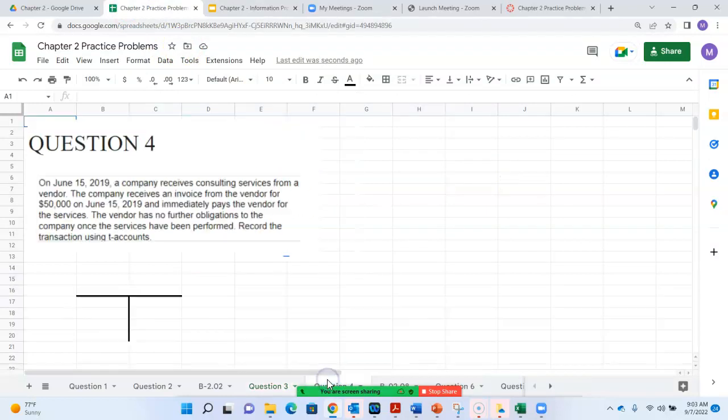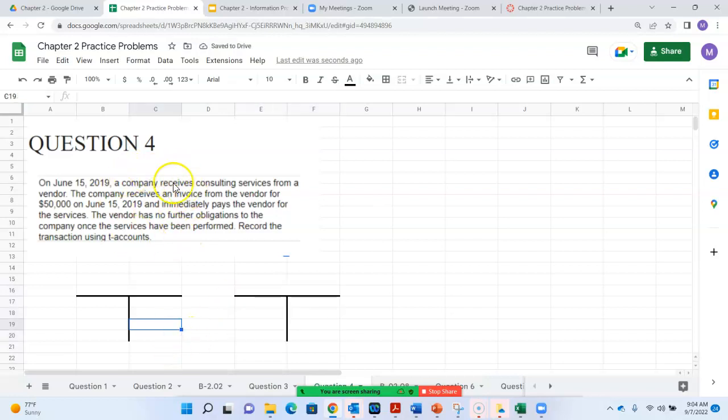Let's try question 4. On June 15th, 2019, a company receives consulting services from a vendor. The company receives an invoice from the vendor for $50,000 on June 15th, 2019, and immediately pays the vendor for the services. The vendor has no further obligations to the company once the services have been performed. Record the transaction using T accounts. So again, we're going to need 2 T accounts. For every transaction, 2 accounts are impacted.